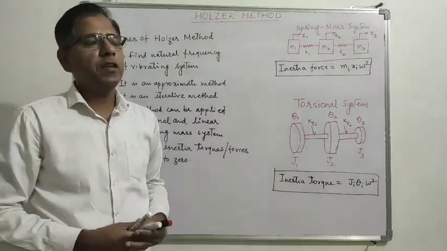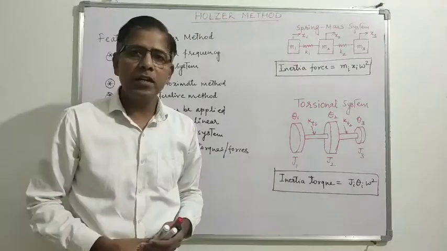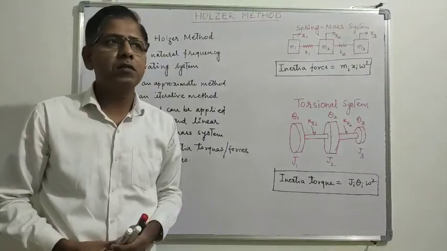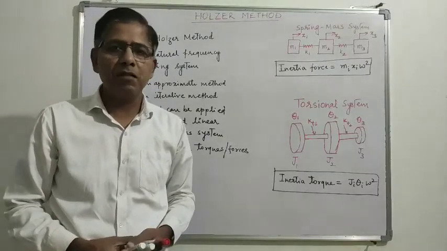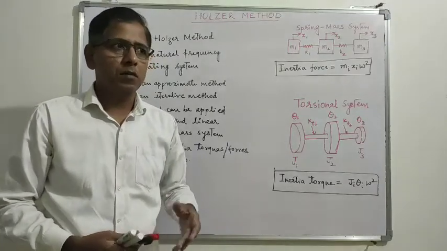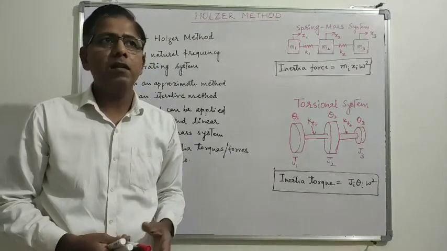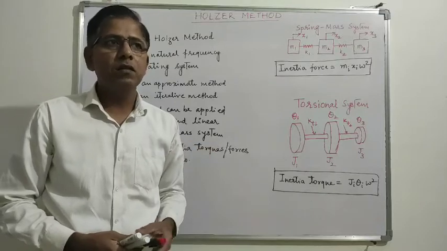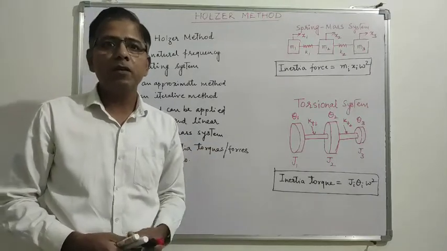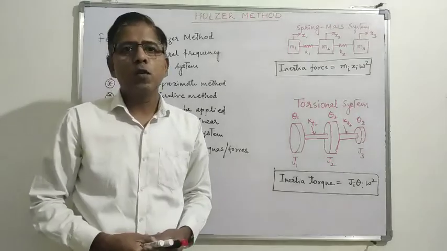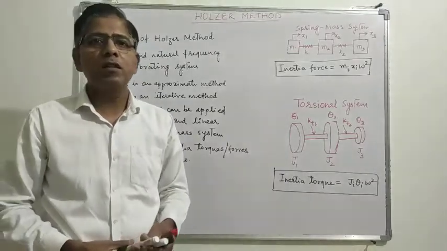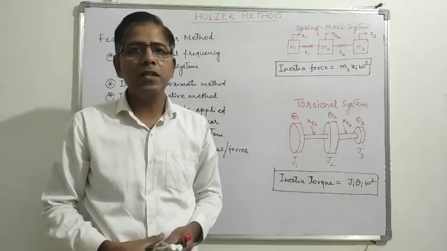Okay, so continuing with our discussion on multi-degree of freedom systems, there are a number of methods available for finding the natural frequency of a multi-degree of freedom system. The various methods are Rayleigh's method, Stodola method, Holzer method, Dunkerley method or Dunkerley formula, and Lagrange's method. So there are various methods for finding the natural frequency.